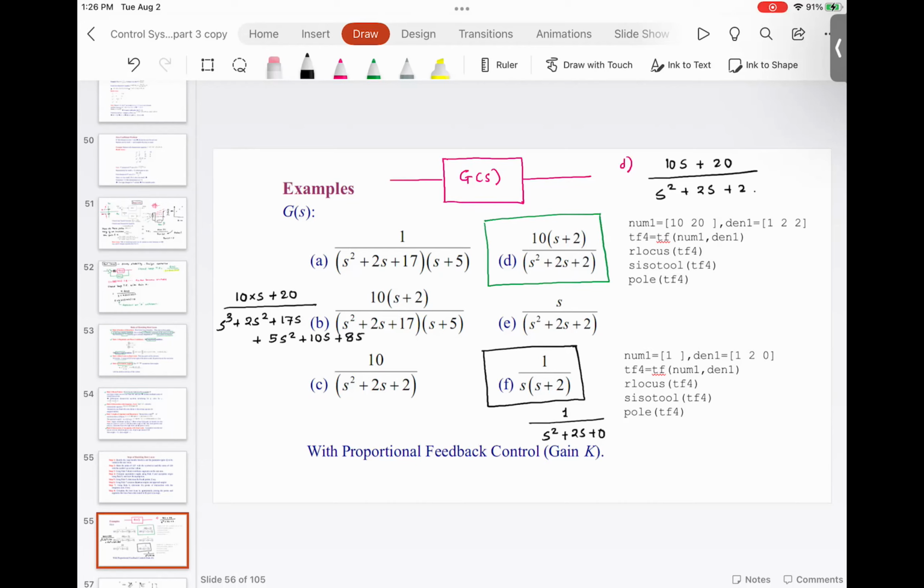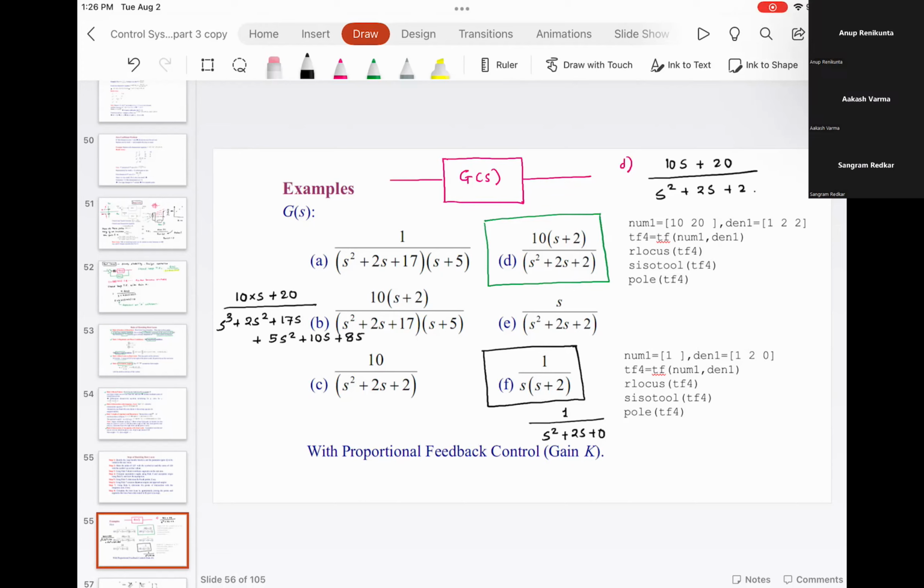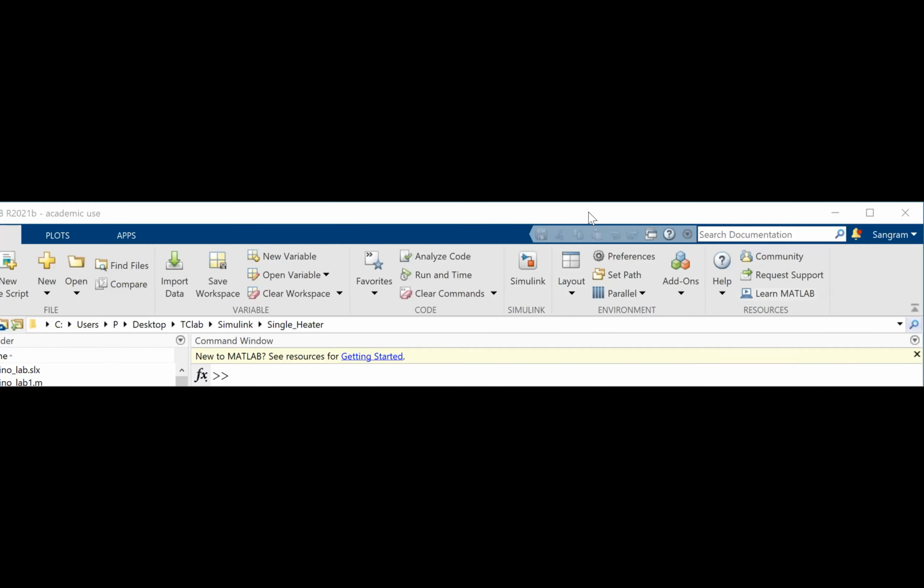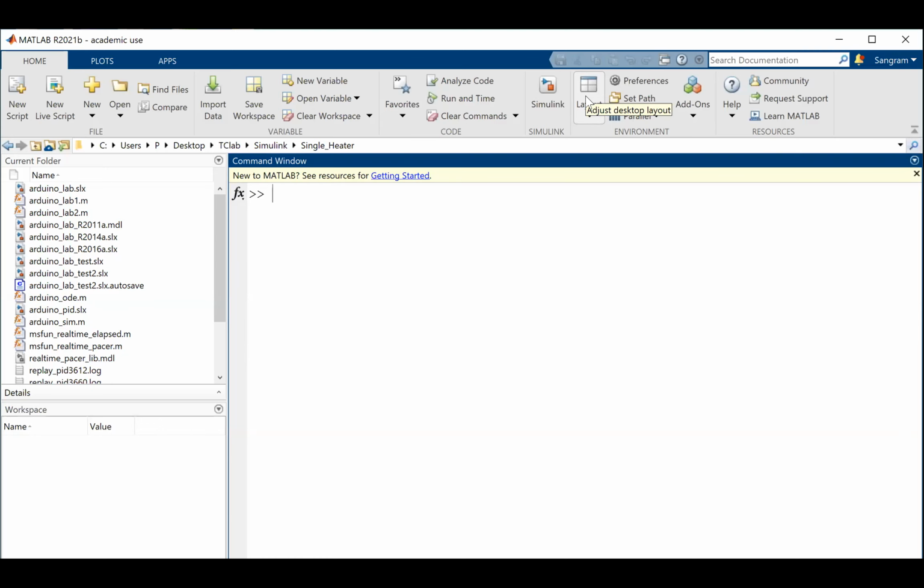Now I'm going to go on to MATLAB and show you how to draw these root locus. So bear with me. This time, I'm going to switch to MATLAB, and let me share my screen. Okay, online students, can you see my MATLAB screen?